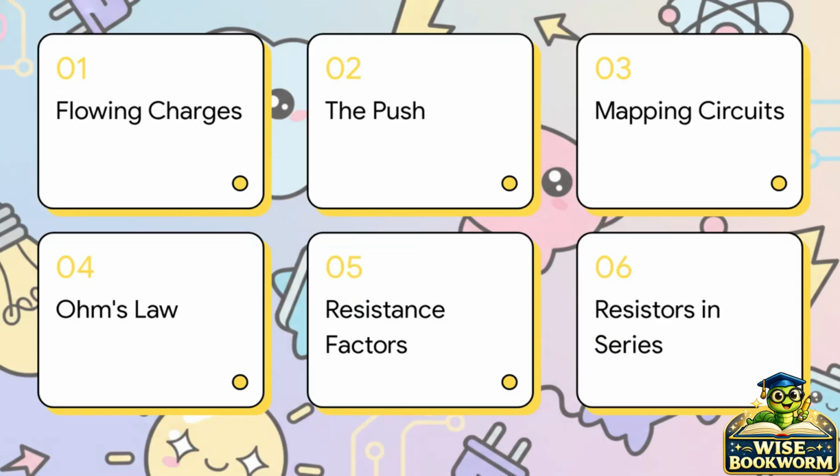Here's our quick roadmap for the explainer. We'll start with flowing charges, then the push, mapping circuits, Ohm's law, resistance factors, and finally resistors in series.